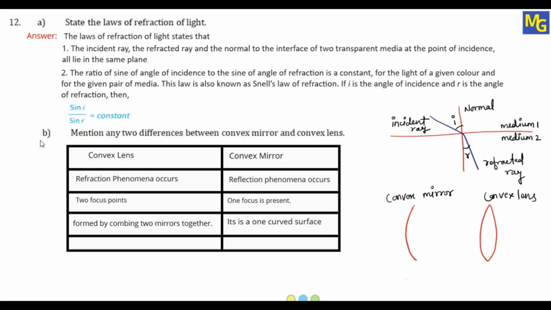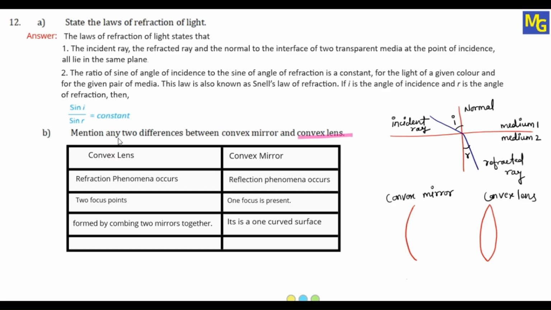Now, question number B. Mention any two differences between convex mirror and convex lens. So read the question properly. Here they have asked convex mirror and convex lens. Actually, in the majority of question papers, they will ask the difference between convex mirror and concave mirror, or convex lens and concave lens. But here they have asked the difference between convex mirror and convex lens. So mirror and lens difference they have asked. So what are the differences?